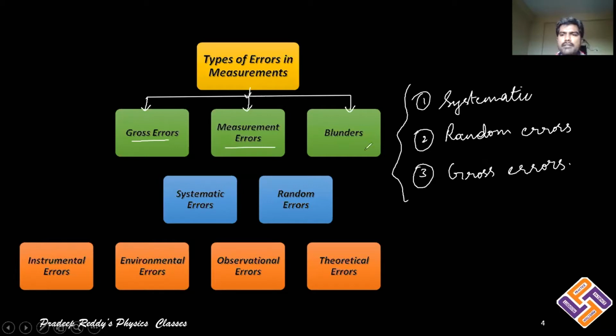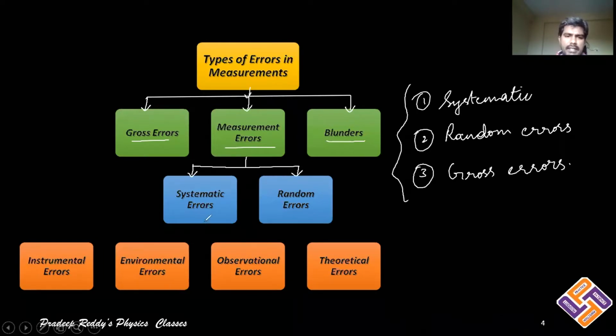But actually, the types of errors in measurement can be categorized as gross errors, measurement errors, and blunders. Blunders are very large in number. It is simply because of carelessness of the person. And coming to measurement errors, there are 2 different categories: systematic errors and random errors.